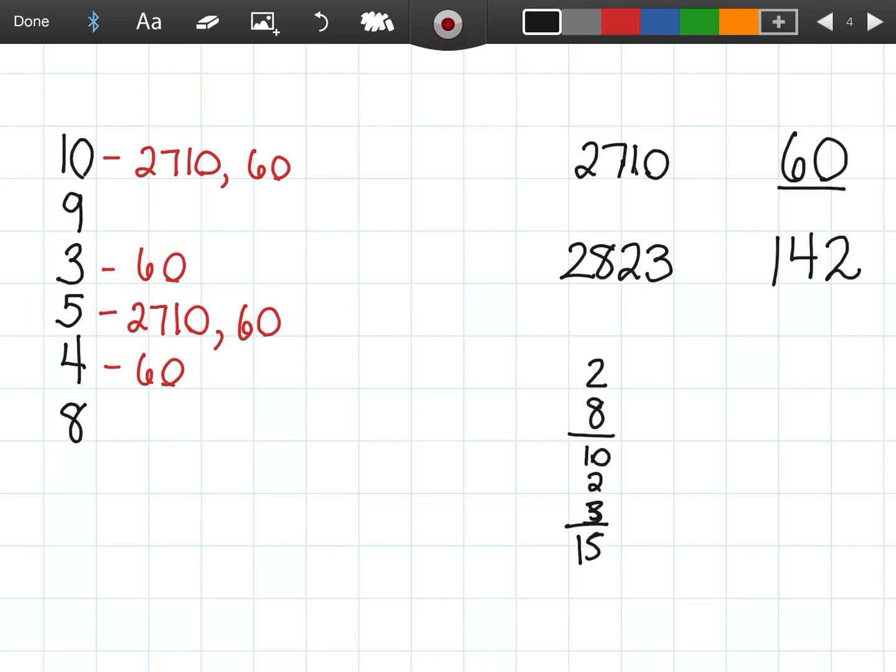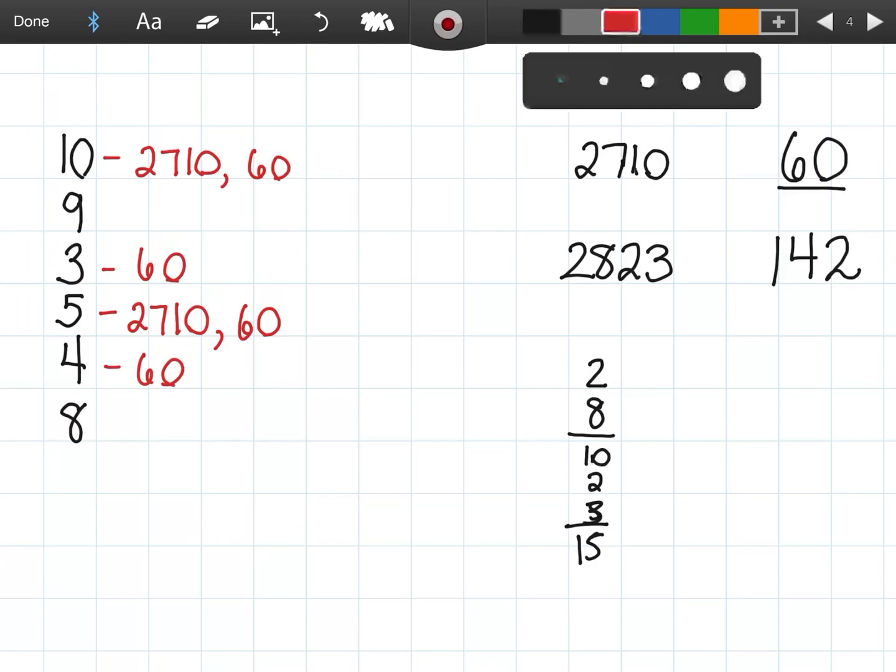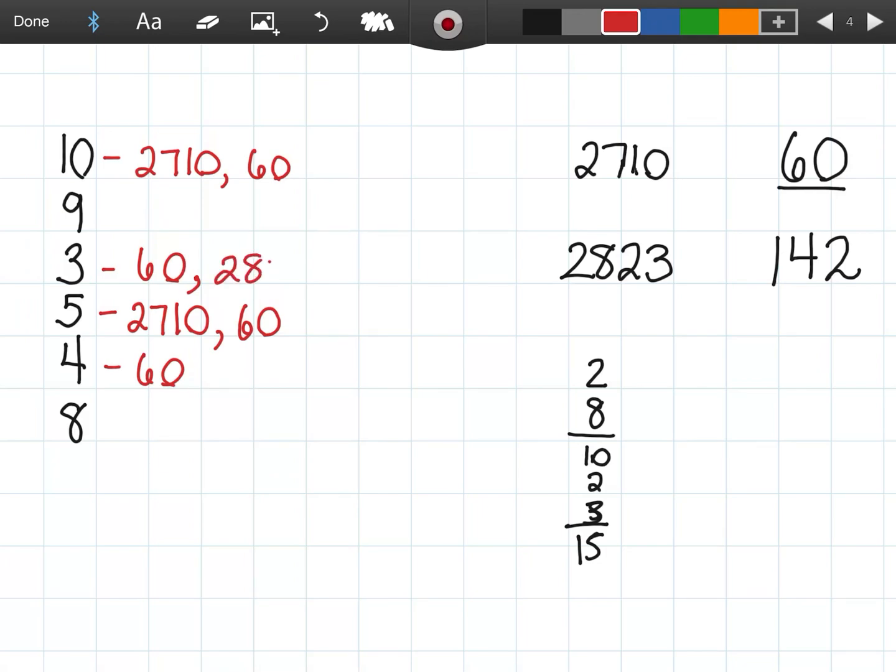However, if we look at 3, is the sum divisible by 3? Yep. 15 divided by 3 is 5. So we can take 2,823 and we can put it here. Okay, we know it doesn't go into 5. And 4, are the last 2 digits divisible by 4? So is 23 divided by 4 an even answer? No, it's not, so it can't go there.